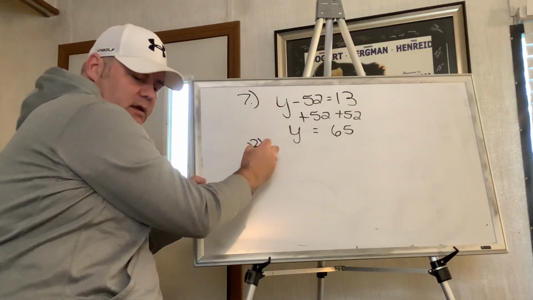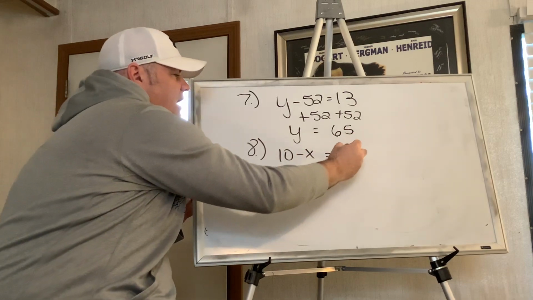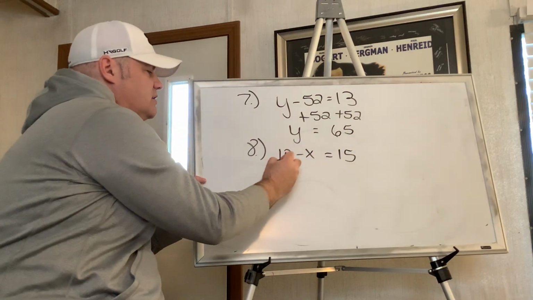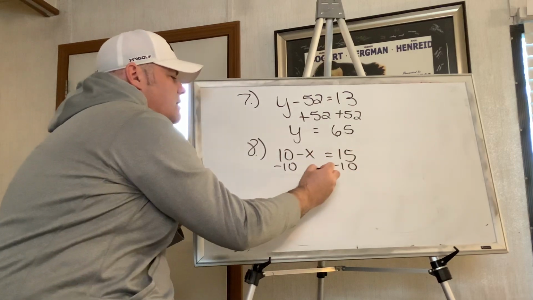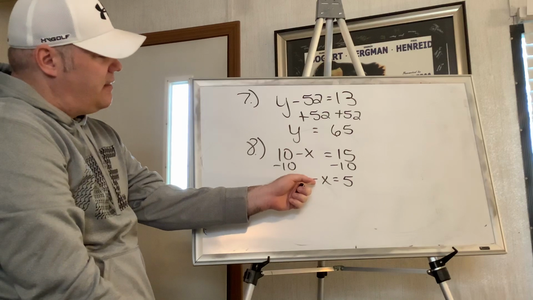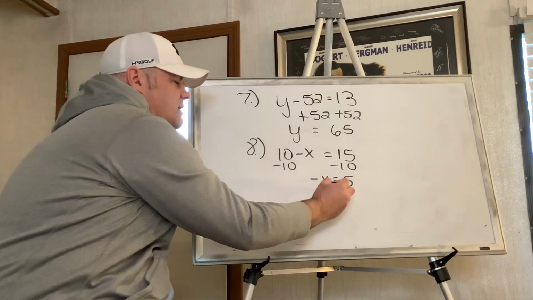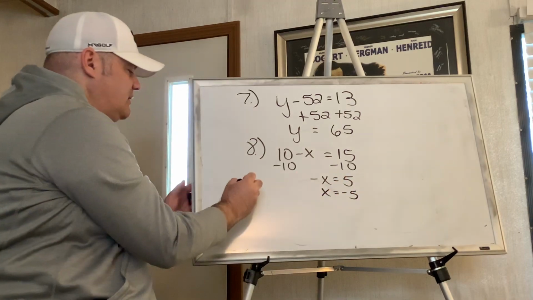And then number 8 was 10 minus x. This is the one that switched places. So you're going to have a negative variable when you're done, because you're going to subtract 10, and you get negative x equals 5, okay. And this is the one I was talking about, that if you move the negative over here, it's now x equals negative 5. I'm going to come back to that one here in a second.